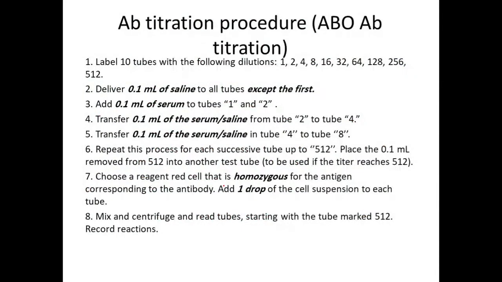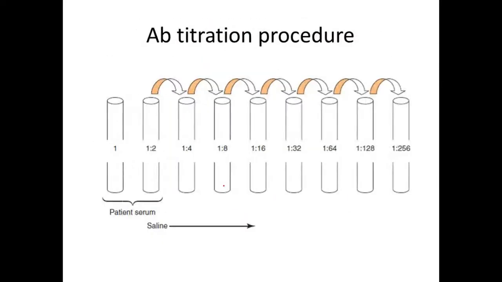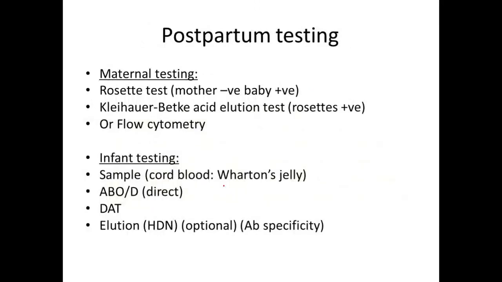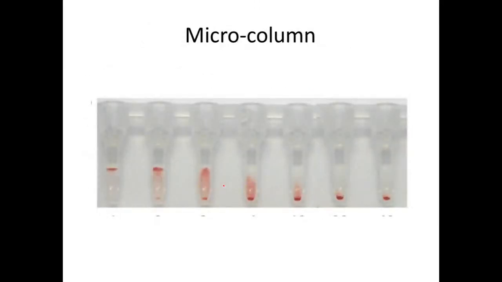So this is, we will discuss it inshallah tomorrow. This is the procedure of antibody titration. We can do titration by tubes, as we will do tomorrow inshallah, or we can use a microcolumn with a gel card. Can you recognize that the reaction is strong here, then starts to decrease to become negative at the end? So we can calculate, for example, the titer.